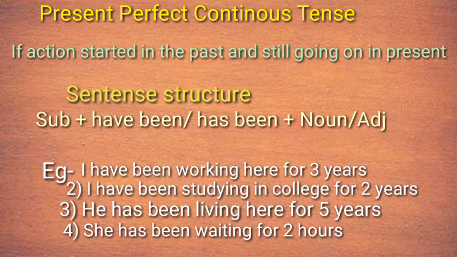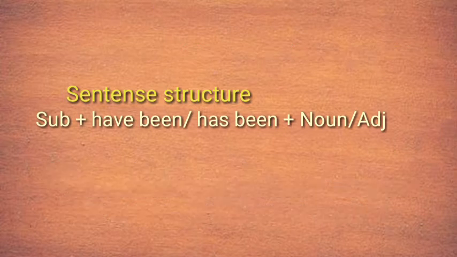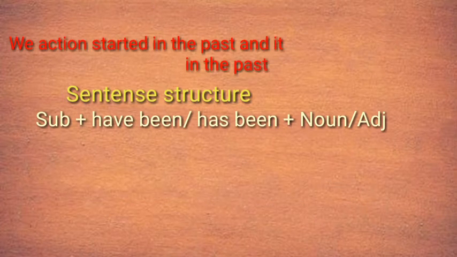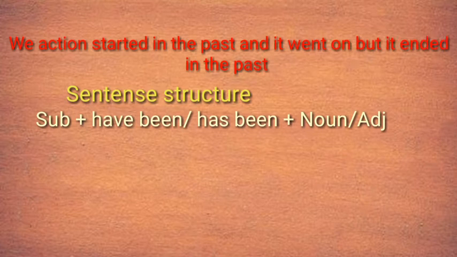So she has been waiting for 2 hours. Now let's see a sentence structure for past. When you want to describe an action that started in the past and went on but ended in the past. In the previous example we learned that our action started in the past but is still continuing in the present. But here we are going to learn that an action started in the past and went on for a long time, but it ended in the past. So we can use this sentence structure while telling a story that something happened in the past, it went on for a long time, and then it ended in the past.